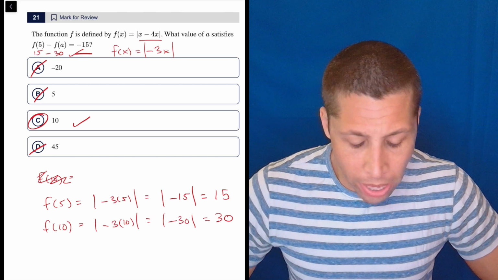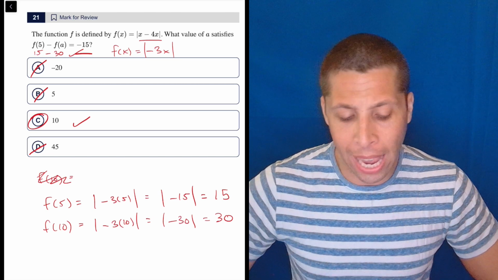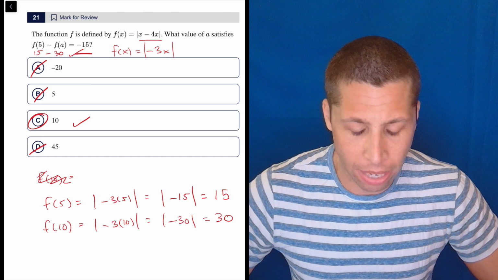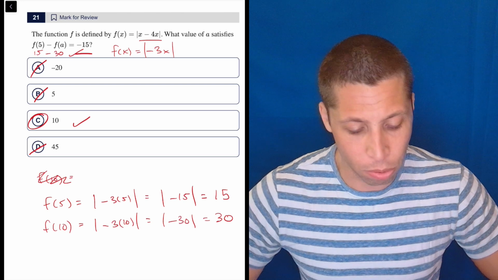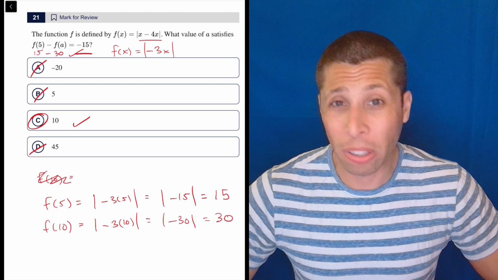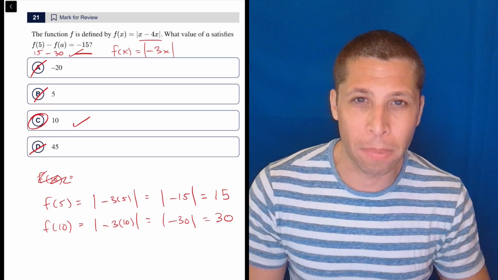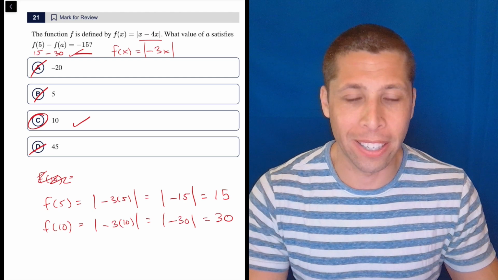There might be other ways that involve weirdly substituting x minus 4x in for these f of 5s and solving for a, but oh God, that sounds so terrible, especially because absolute value has this weird behavior that just feels unintuitive sometimes. So I'd much rather have numbers. Numbers are better than algebra as much as possible on the SAT.